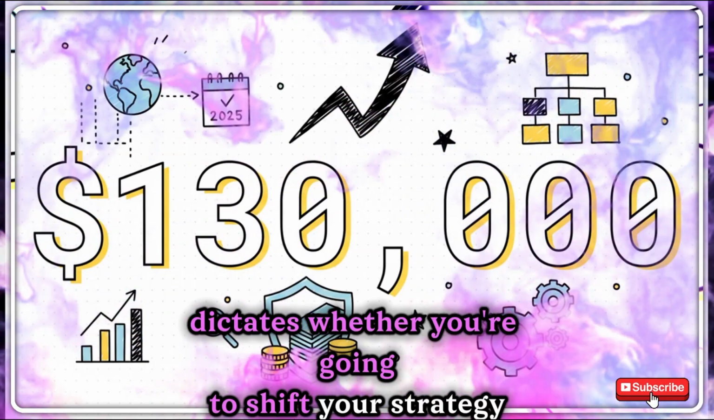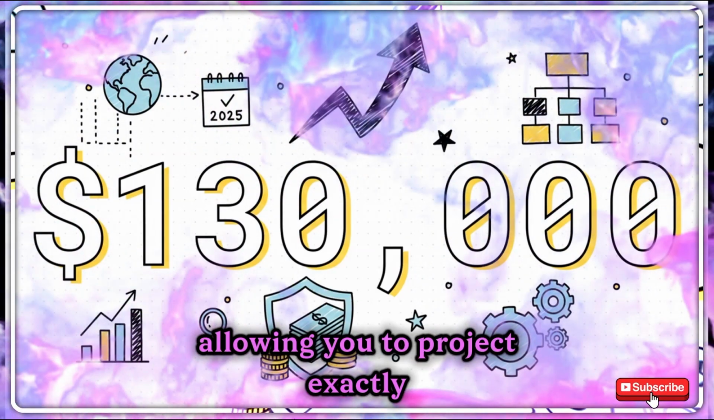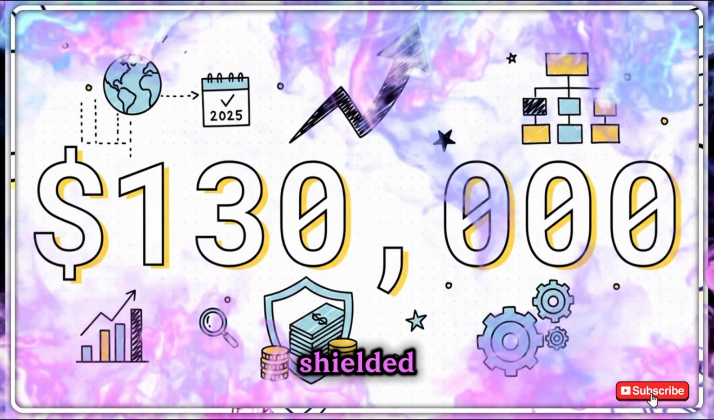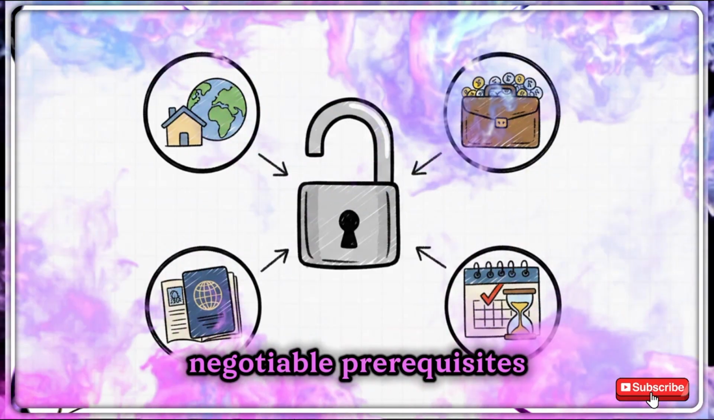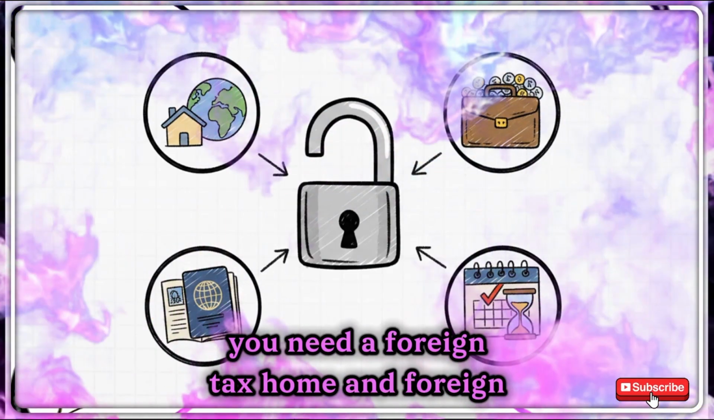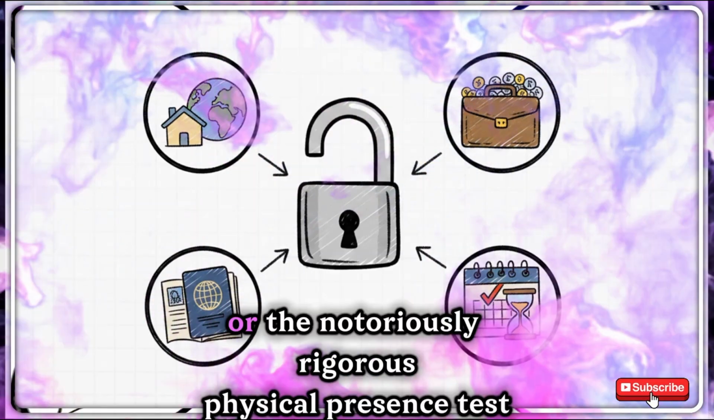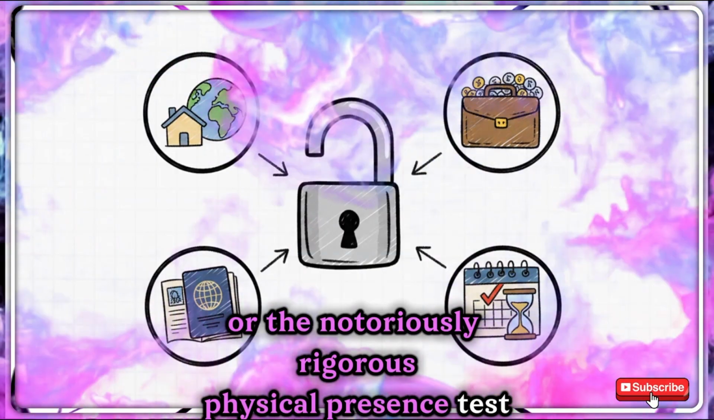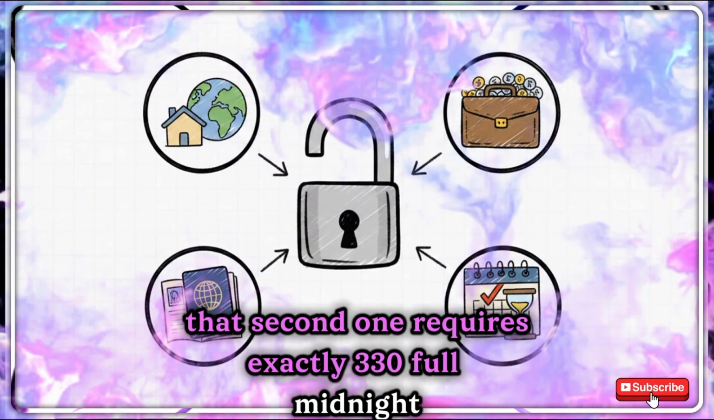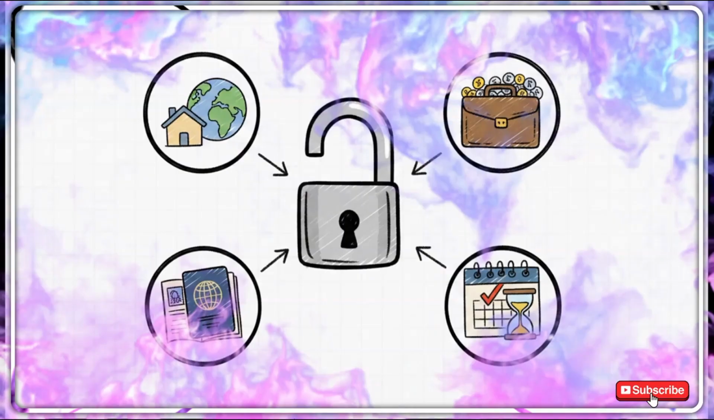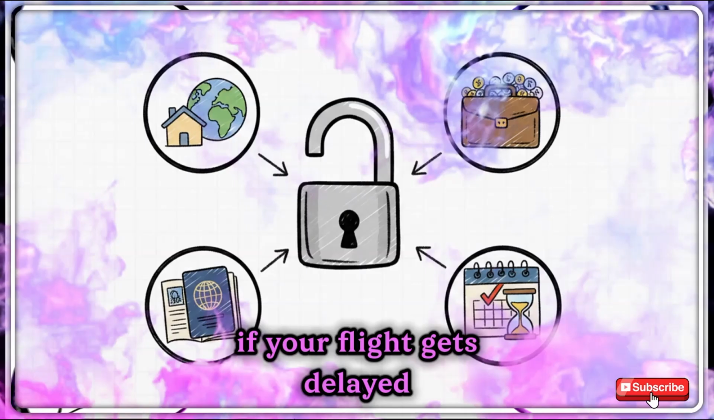Now, unlocking this exclusion requires meeting some non-negotiable prerequisites. You need a foreign tax home and foreign earned income. More critically, you have to pass either the bona fide residence test or the notoriously rigorous physical presence test. That second one requires exactly 330 full midnight-to-midnight days in a foreign country within a 12-month consecutive period. Think about that for a second. If your flight gets delayed and you touch domestic soil at 12:01 a.m., bam, that entire day is instantly wiped from your calculation. It is an incredibly high, mathematically exact standard.